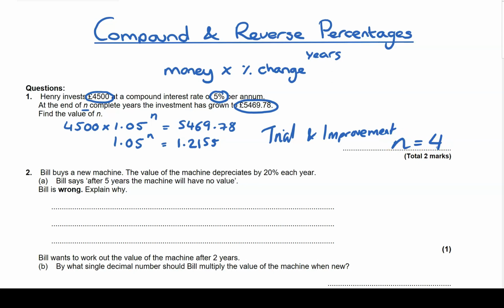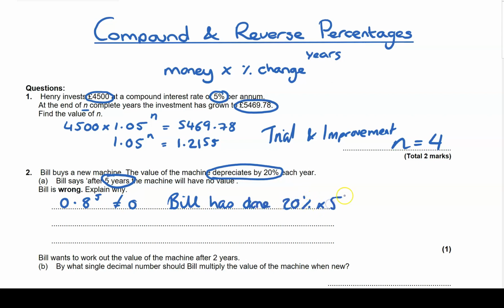Right, question 2. Bill buys a new machine. The value of the machine depreciates by 20%, so that's going to go down. Bill says that after 5 years, the machine will have no value. Explain why he is wrong. So he is saying that 0.8 to the power of 5 is equal to 0. That's not the case. Bill has done 20% times 5 to give 100%.